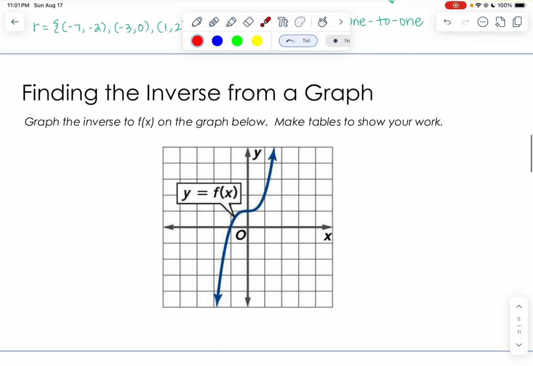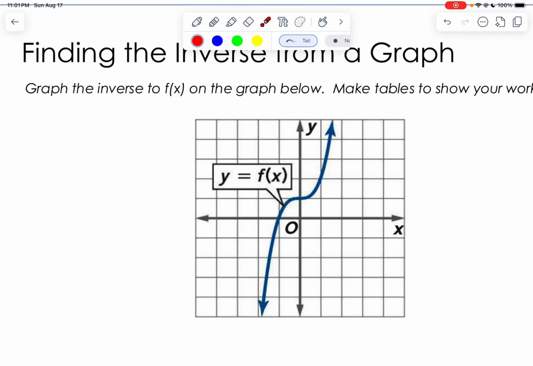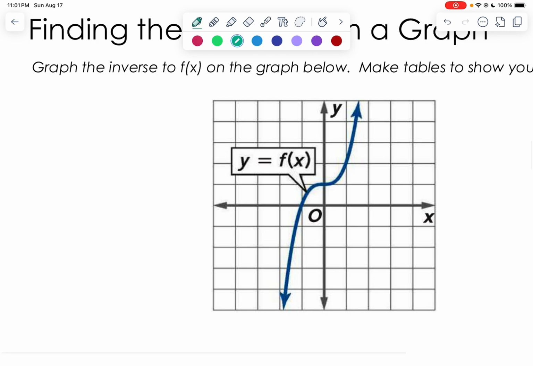Well, this says graph the inverse on the graph below. So let's start out with just picking some points and kind of going from there. If I take f of x and I make a table of points, I'm going to use these 3 points right here. So this point right here would be negative 1, 0. My next point would be 0, 1. And then my next point would be 1, 2.